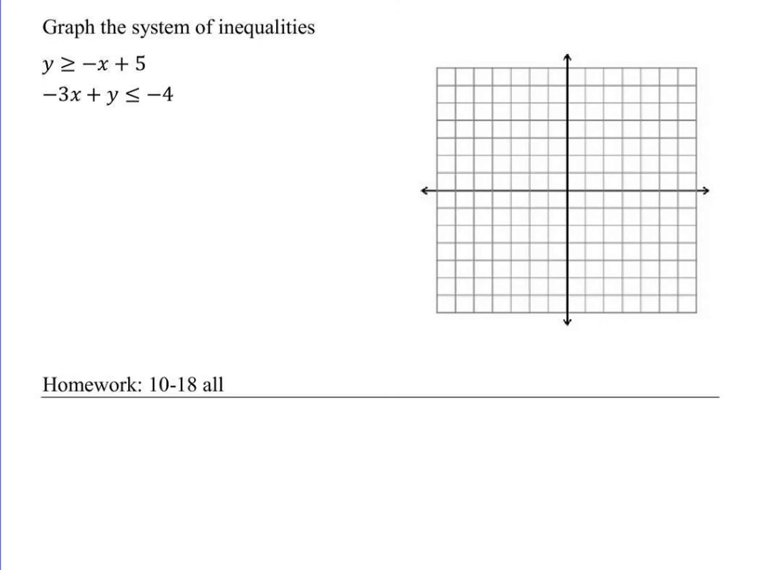One more practice problem here. What do we do with that top one? Yeah, it's ready to graph. It's already in slope-intercept form. So what do we do? Start at 5, and then what? Down 1, right 1. That's a slope of -1.